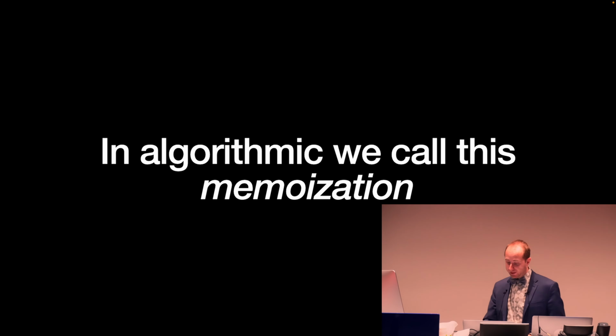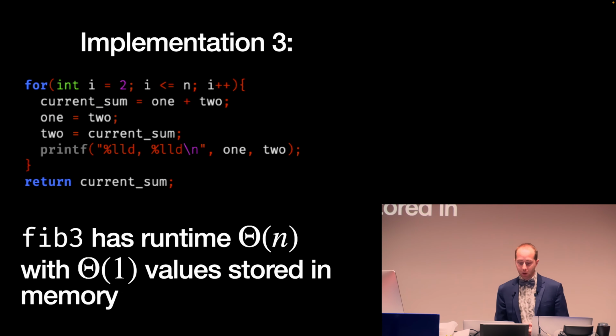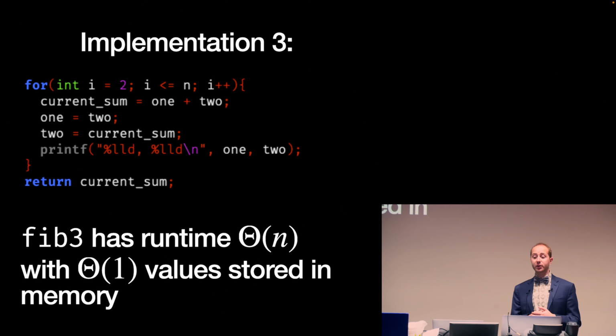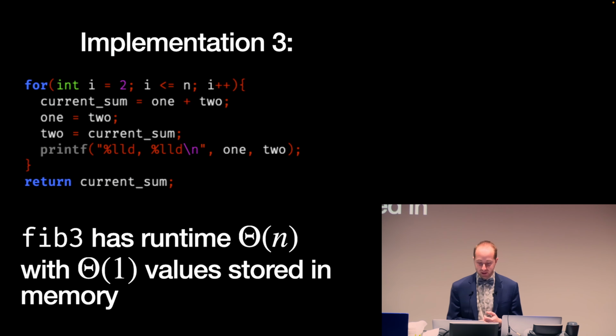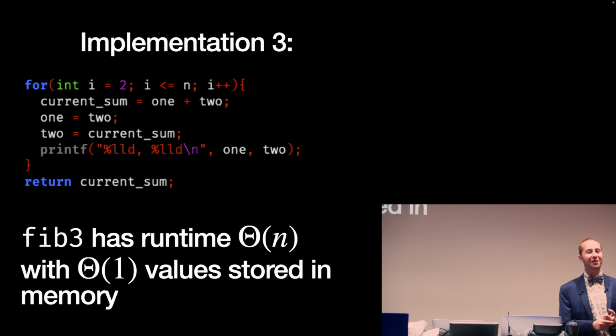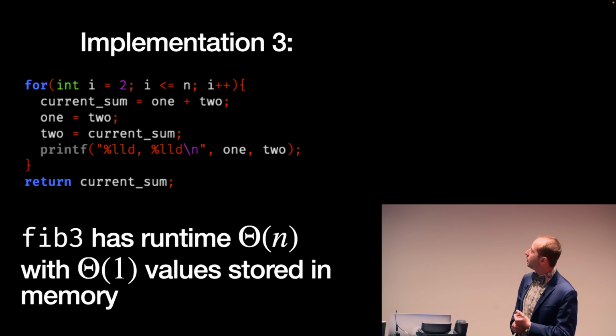So we've done our memoization, but we can still probably do better. We now have implementation 3. Implementation 3 has runtime O of n, but stores a constant number of values in memory. This is because we are no longer using a recursive version of the Fibonacci algorithm. This is actually fairly simple. It's just a standard for loop. And it still produces the correct answer.